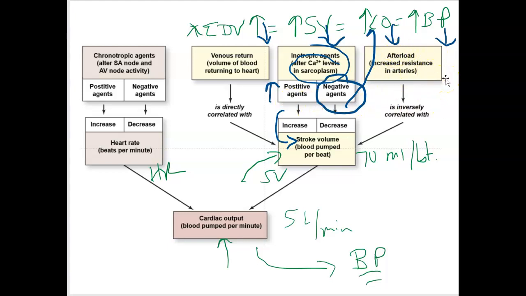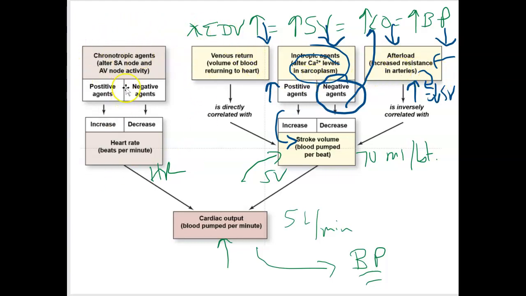And then afterload is your resistance. Afterload is not good, right? Afterload is the force in your pipes, and your heart has to contract harder and harder and generate more and more pressure to overcome that afterload. Because remember, that interferes with the amount of time you have to eject blood from your heart. So that's inversely related. So if our afterload goes up, right, that's our pressure, then our stroke volume will fall because we just can't get blood out of the heart. So that was the review from previous.